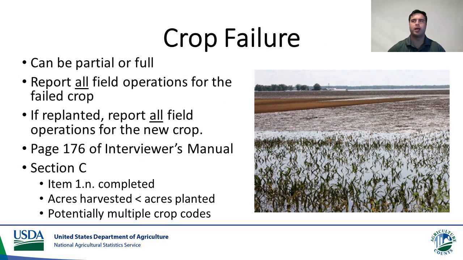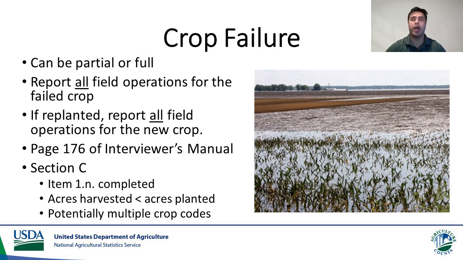Oftentimes, farmers will replant a crop or plant a different crop when a weather-related event such as drought, hailstorm, or flood destroys the first crop. When recording either the replanting of the original crop or the planting of a substituting crop, the field operations that occurred for both should be recorded. For an example of how to complete the table due to a crop failure, see page 176 of your interviewer's manual. There will be indicators of crop failure in section C.